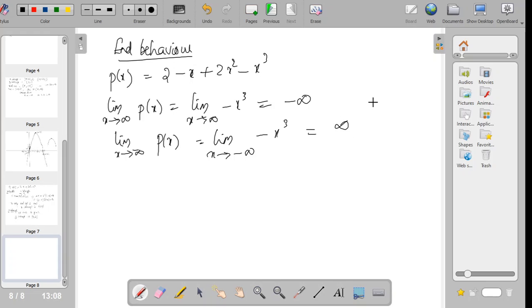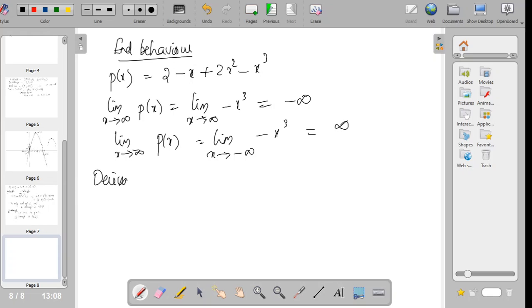So this is the end behavior. So as x goes to infinity, function value decreases with no bounds, and as x tends to minus infinity, function value increases with no bounds. So that is the end behavior.